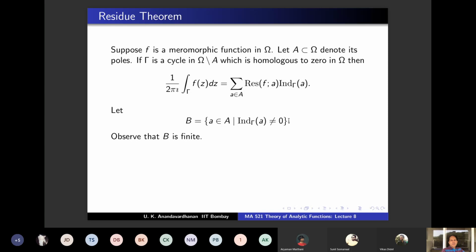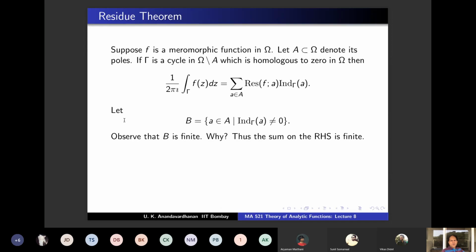Therefore, if index is not 0, that has to be contained in the bounded components. So in particular, it's inside a bounded set, and the set doesn't have a limit point, therefore it has to be finite. Right? So you are taking the set of poles, and if you are taking a point where the index is not 0, it has to be in a bounded component. So B is contained in a bounded set, and poles do not have a limit point. Therefore, this B has to be a finite set.